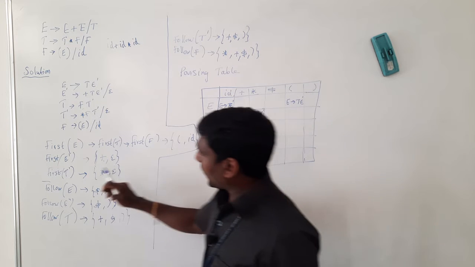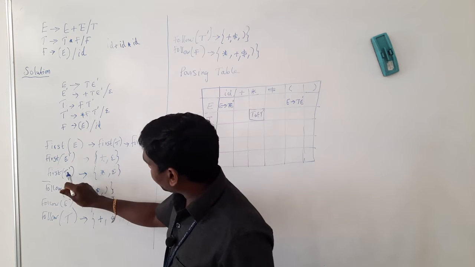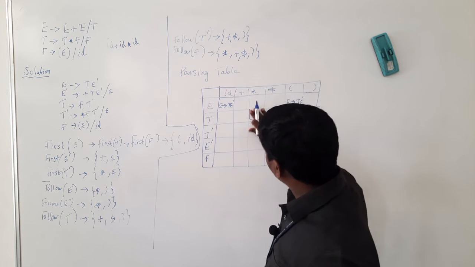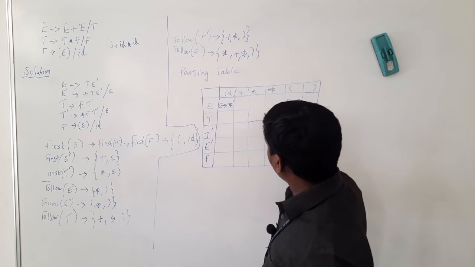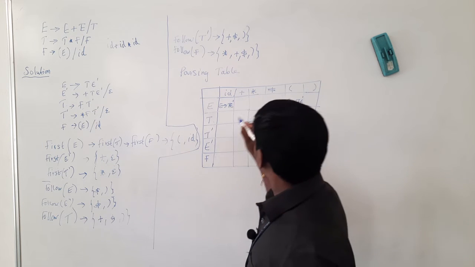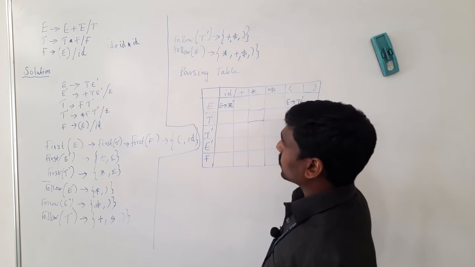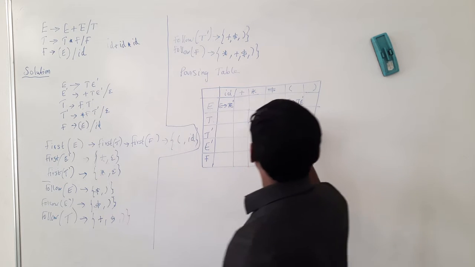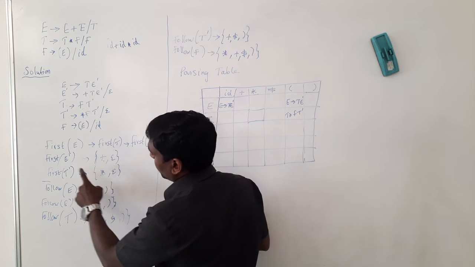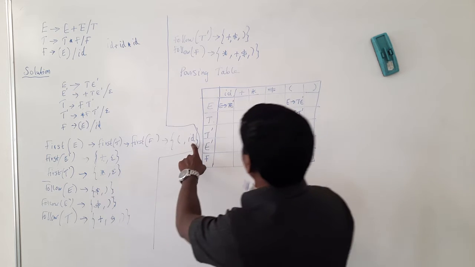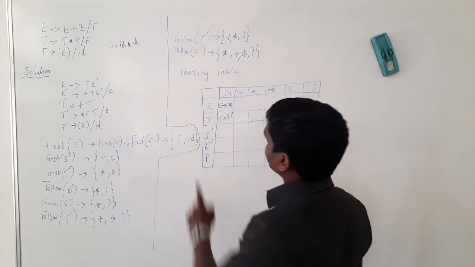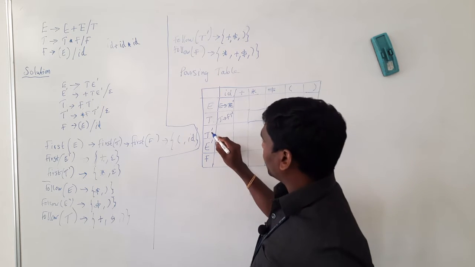For T I have filled like this. Where is first of T? First of T is open brace and ID. So in the place of open brace and ID, I have to fill the T production. Where is open brace? Here. So T production is F T dash, T tends to F T dash, and ID also, T tends to F T dash. Clear?